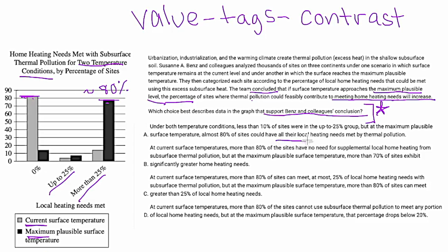tells us that all of their local heating needs would be met by thermal pollution, because again, we're only seeing that local heating needs are met at more than 25%. So that's pretty far away from that all. We want to stay away from those absolutes as much as we can. So we're going to eliminate that one.